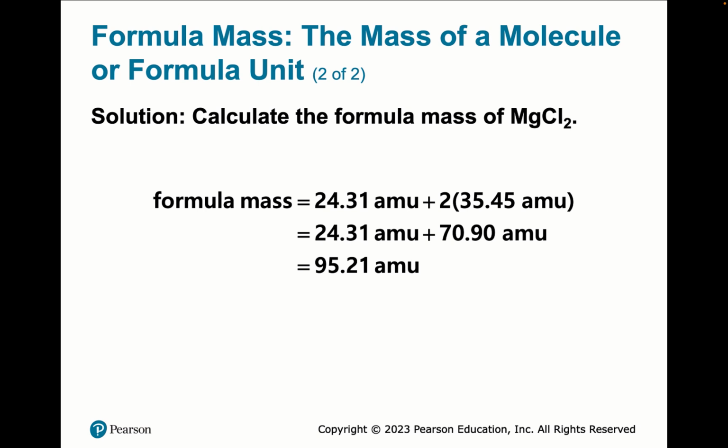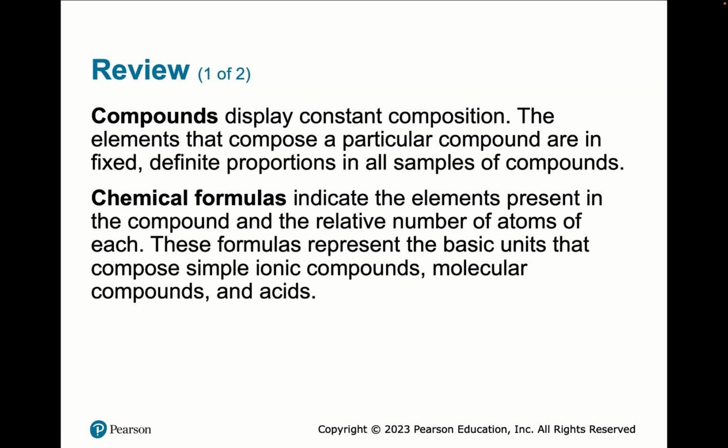So for magnesium chloride, the formula mass: magnesium's atomic mass, look at the bottom number on the periodic table, is 24.31 atomic mass units, and for chlorine it's 35.45. But there are two of them, so you have to multiply 35.45 times 2, and you sum that together and you get 95.21 atomic mass units for the formula mass of magnesium chloride.